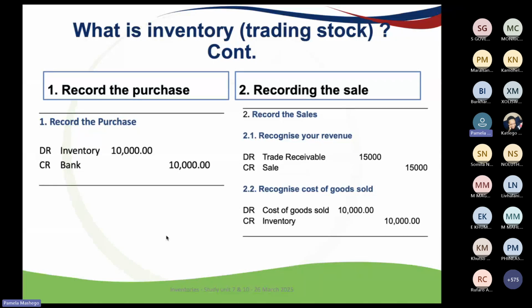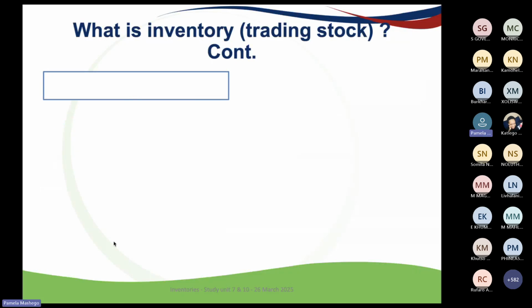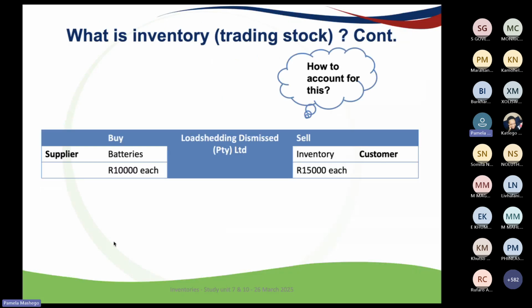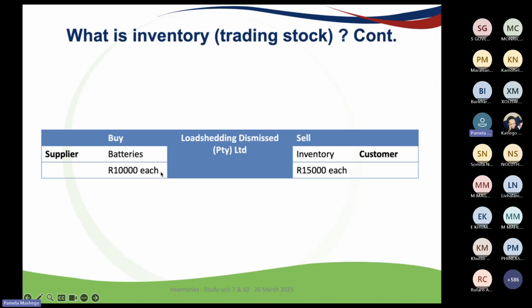What about 2.2? To repeat, to explain the whole process. Okay, let me just explain the whole transaction then. So let me go back. Right. So I said let's assume that you own a merchandising business, okay? So you see that load shedding is back and winter is fast approaching, so you decide to open a business. So it's just an example. So you call it load shedding dismissed.